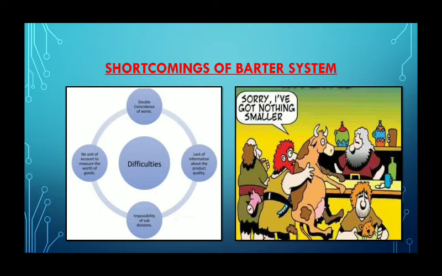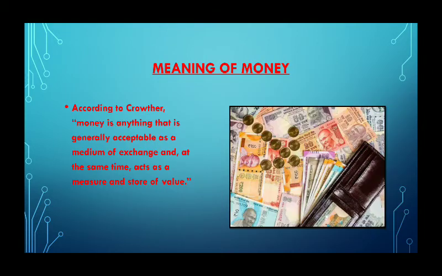There was no possibility of storing wealth for the future. People cannot store commodities for a long period of time because they don't know what their value will be after some time. So in that way barter system failed, and to overcome these difficulties of barter system, every society invented some kind of money in their own way. So let us discuss the meaning of money.